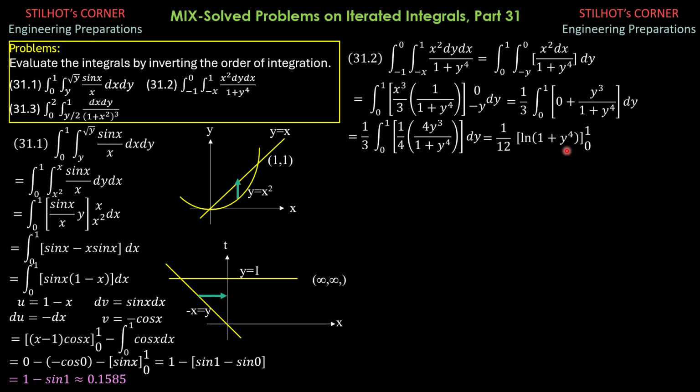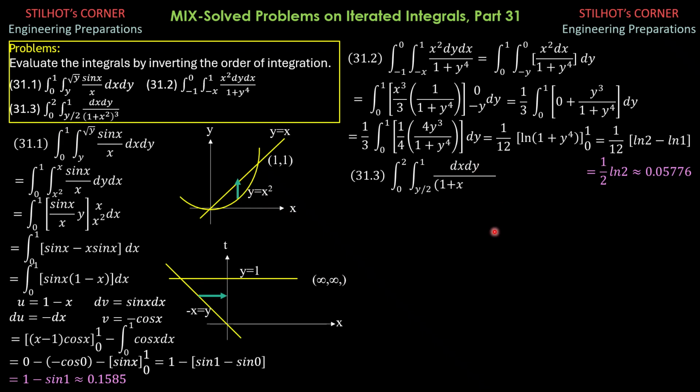So when y is 1, 1 to the fourth is still 1. So that would be 1/12 quantity ln of 2. Then minus when y is 0, ln of 1. So 1/12 quantity ln of 2 minus ln of 1. ln of 1 is 0, so the final answer is 1/12 ln of 2, and that is approximately equal to 0.05776. Then finally 31.3, integral 0 to 2, integral y over 2 to 1, dx dy over 1 plus x squared cube.